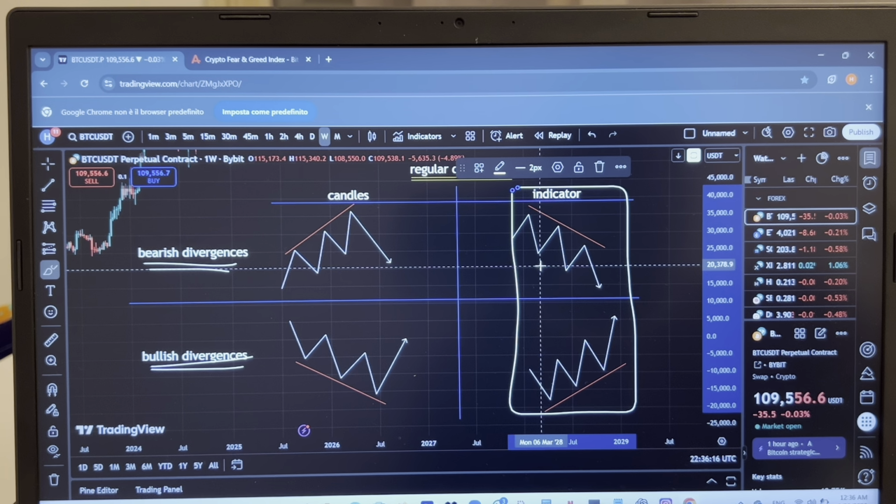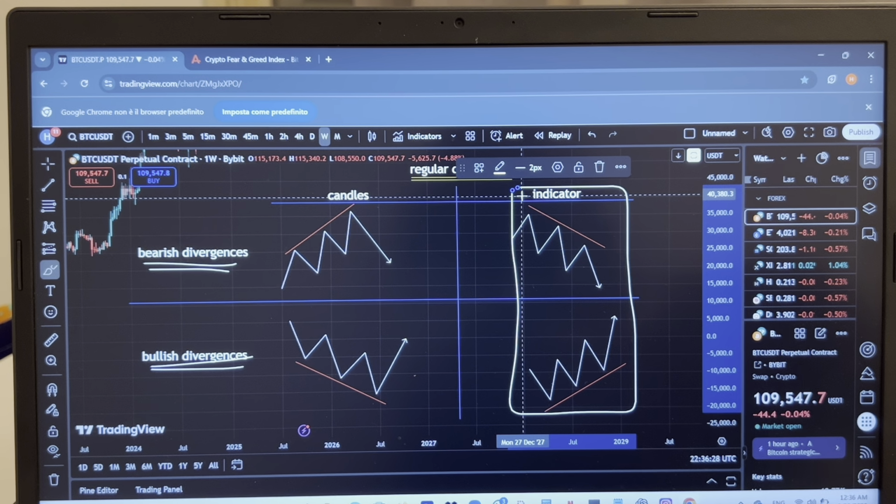In a regular divergence, basically the indicator gives a slight idea of the future of the market. Okay, so I'll explain it further in a live market.